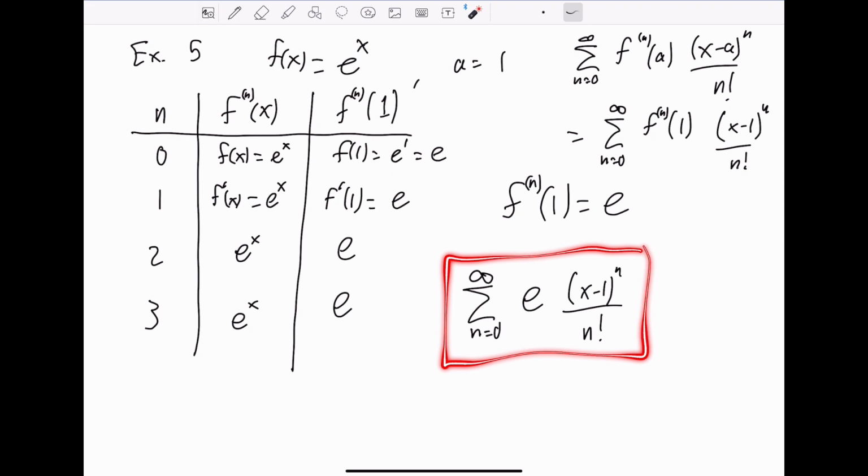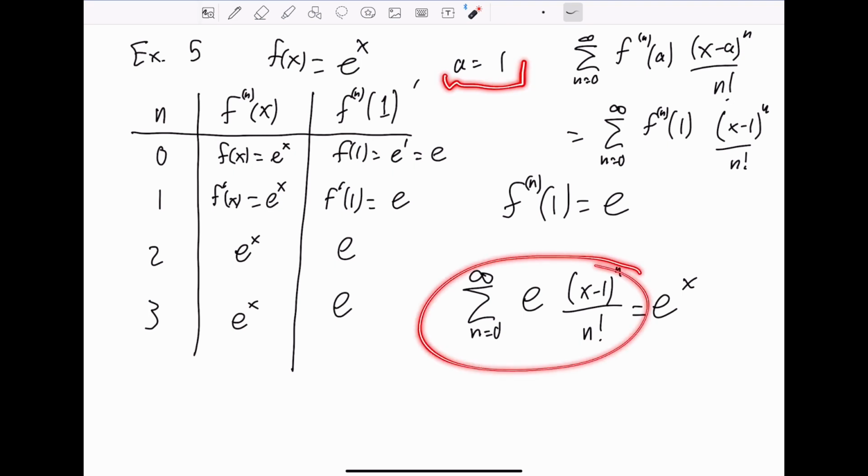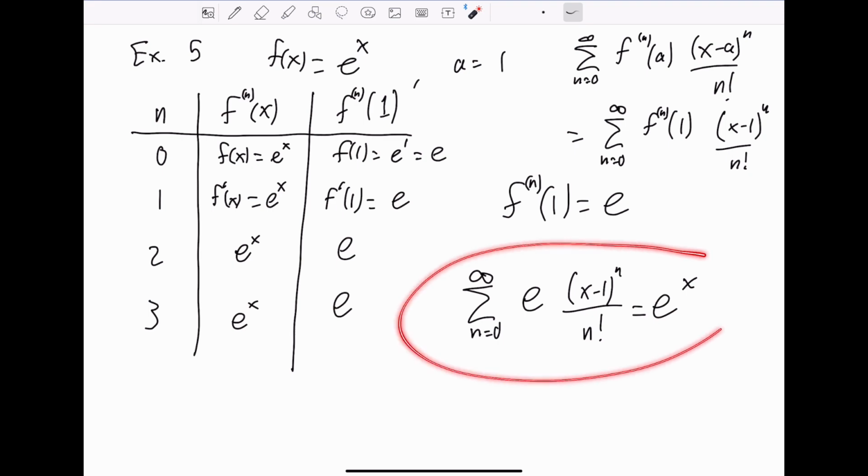This right here, this is another expression for e to the x. The radius of convergence here is also infinity. This is not a Maclaurin series because we're not centered at 0. We're centered at 1. So this is a Taylor series centered at 1 for the function e to the x. Let's briefly take a look at this in Desmos.